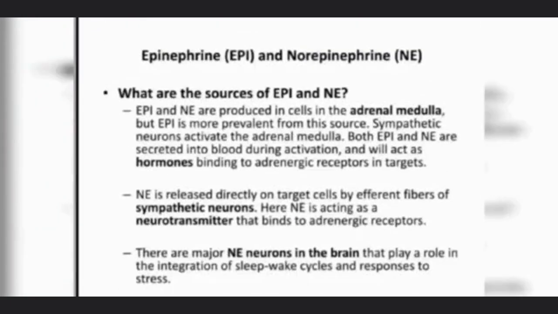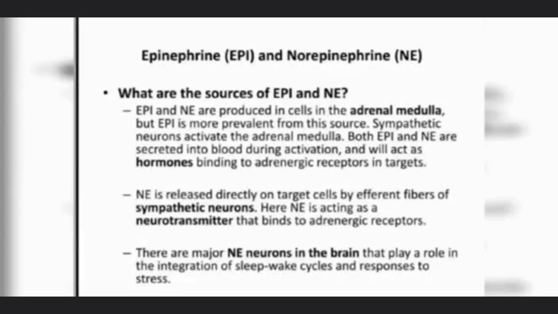Now, coming to epinephrine and norepinephrine. These are called catecholamine neurotransmitters. Both are secreted from the adrenal medulla, but only norepinephrine is secreted from sympathetic postganglionic nerve endings. Epinephrine secreting neurons are present in the brain. Both norepinephrine and epinephrine act through alpha and beta receptors.